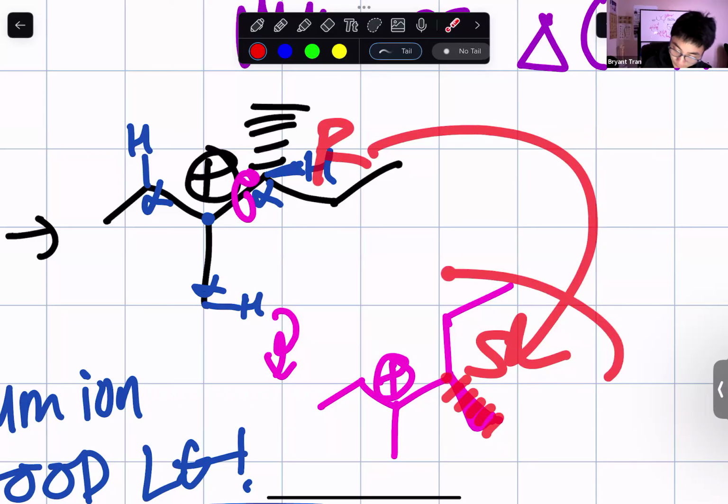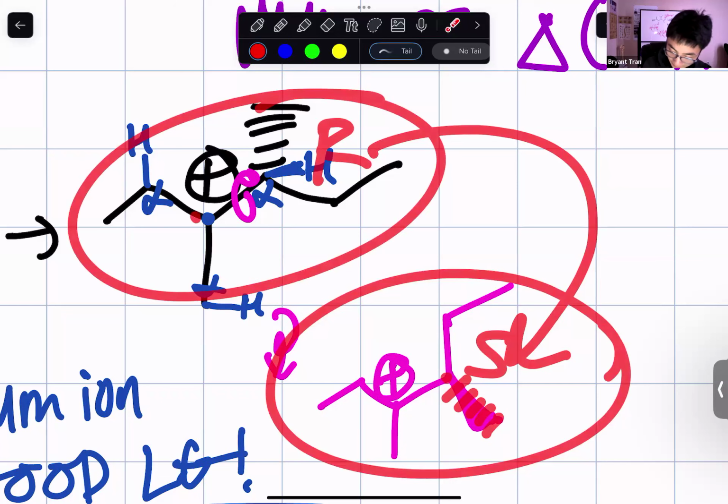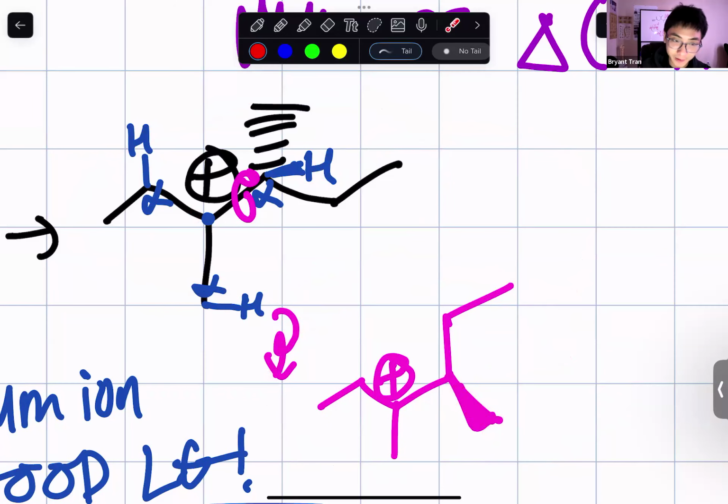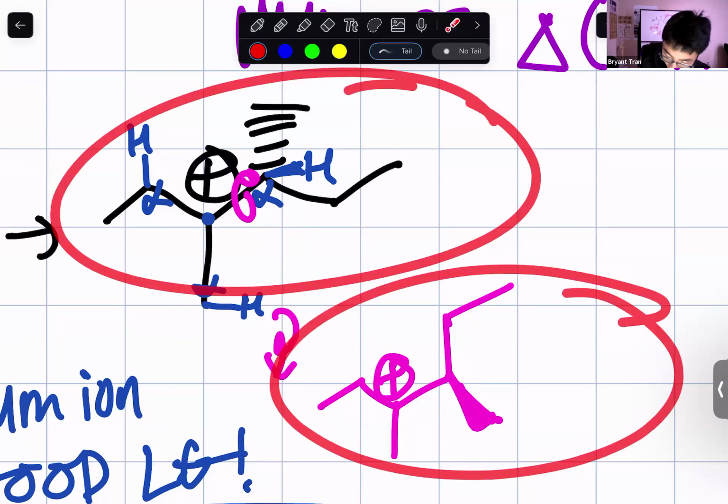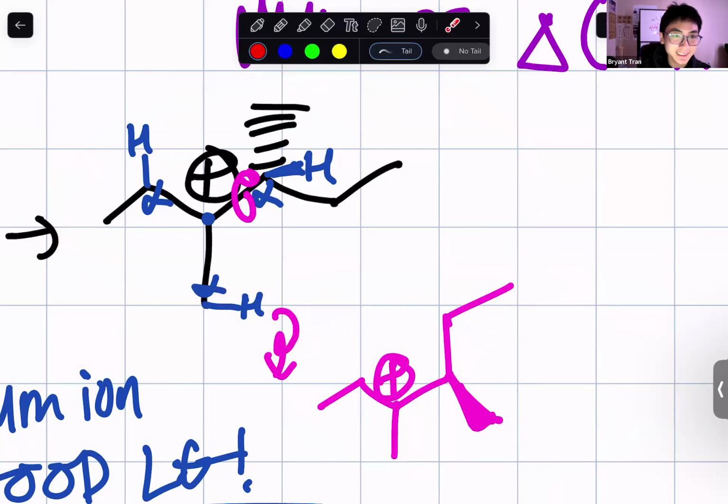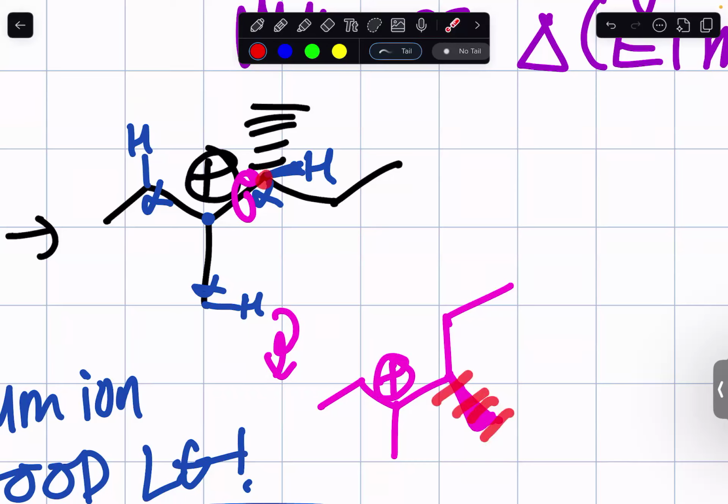Right, and these right here would not be identical. If there was another chiral center, they would be diastereomers. But in this case, these would actually be enantiomers, R to S, not identical molecules. They're enantiomers right now, but if it was wedged, then it would be diastereomers.